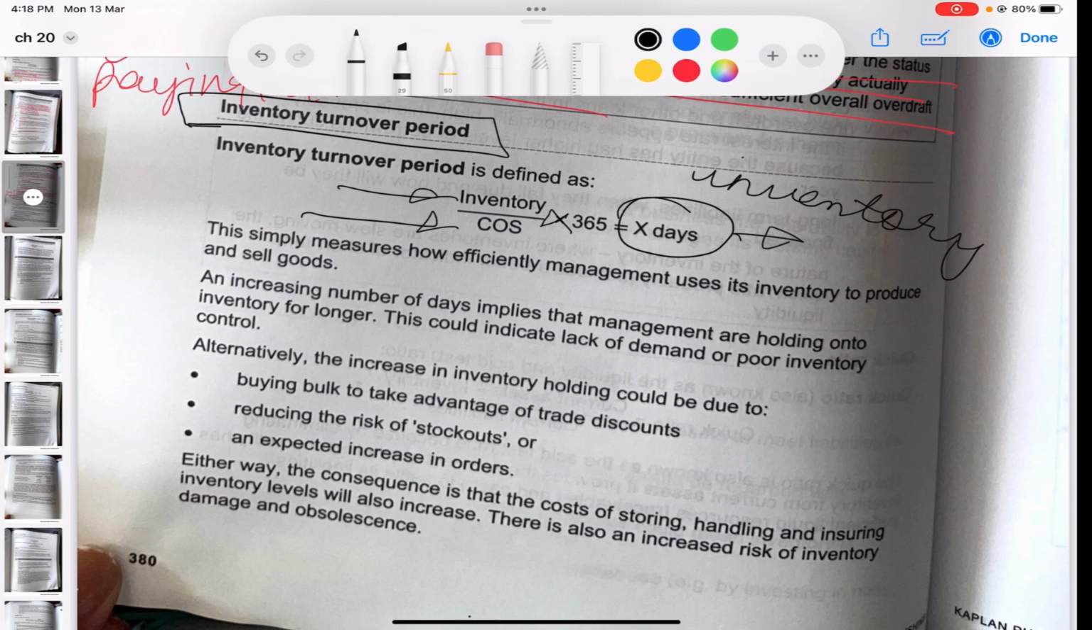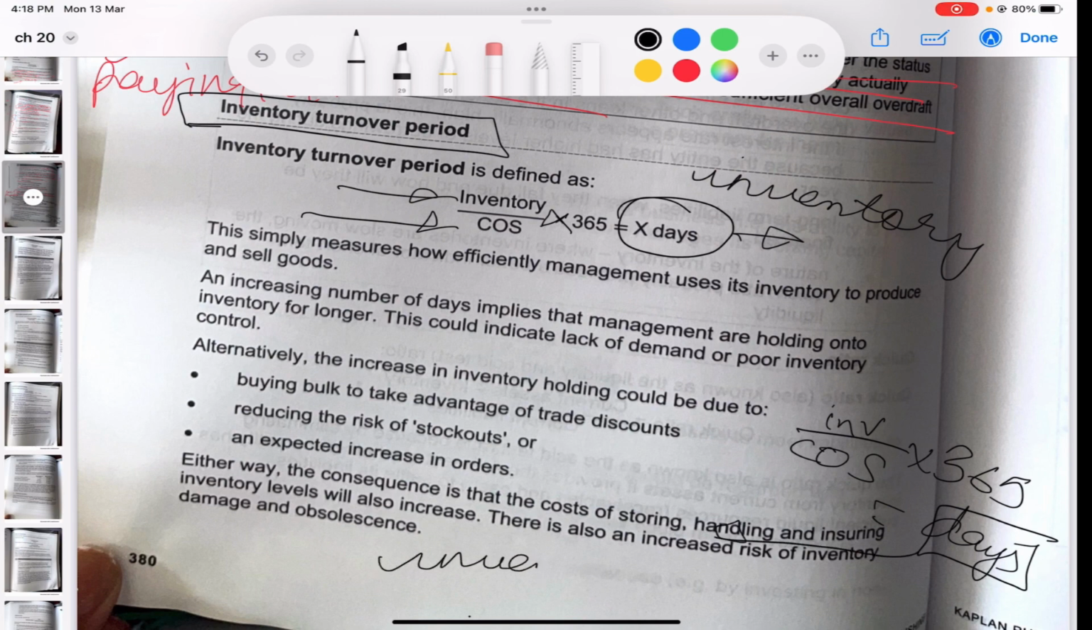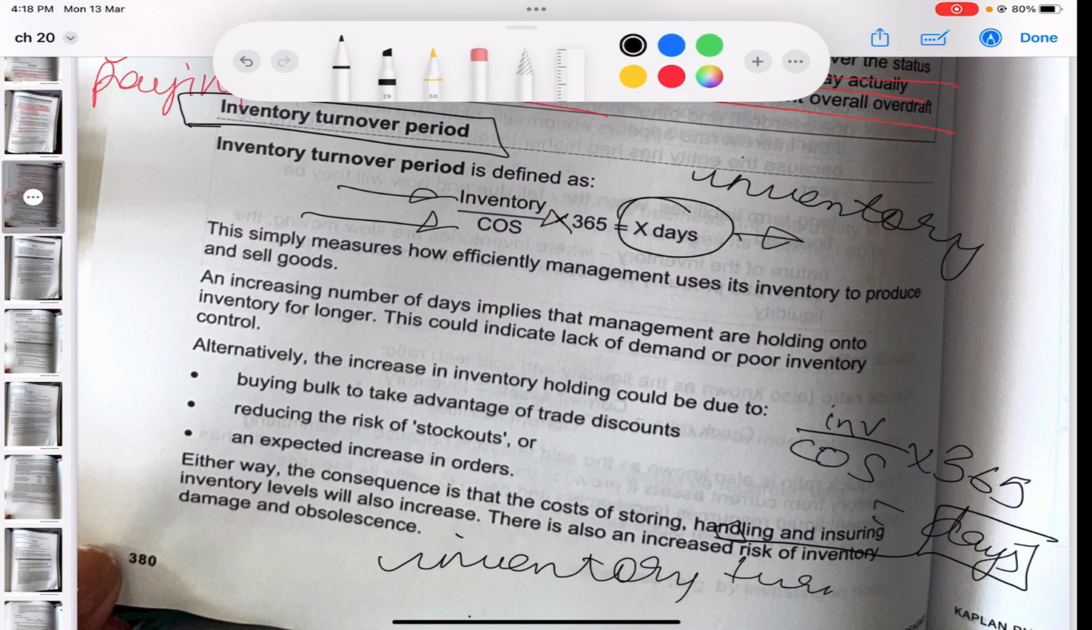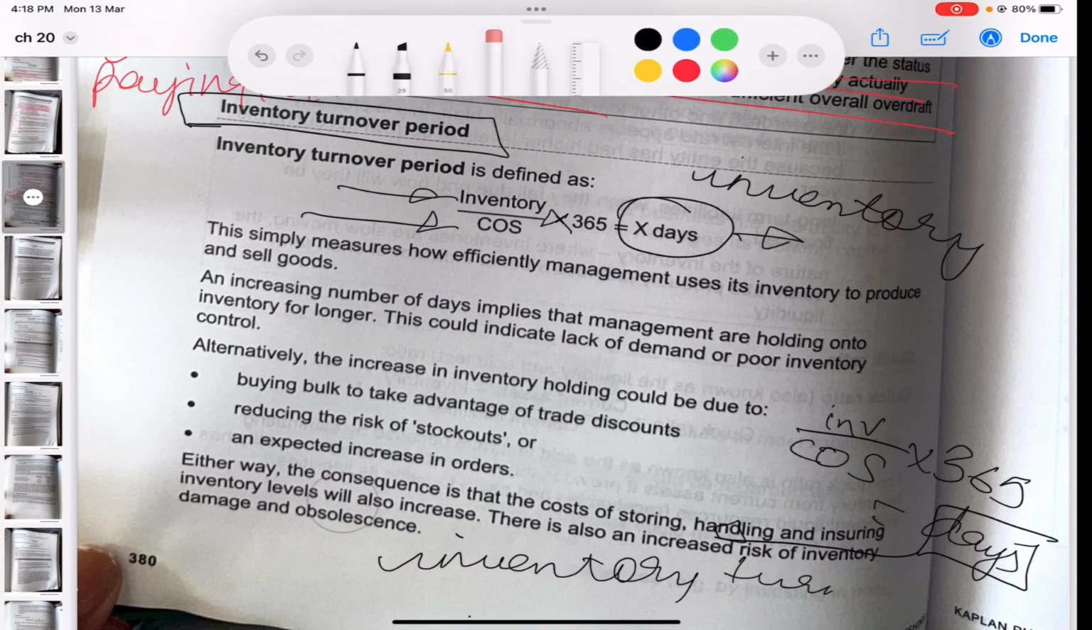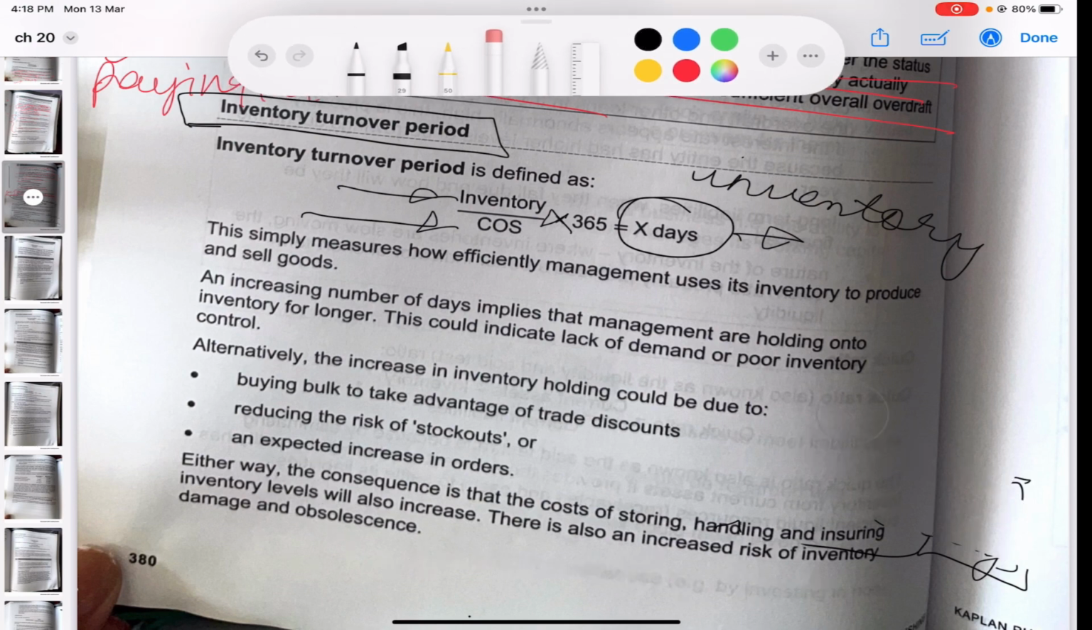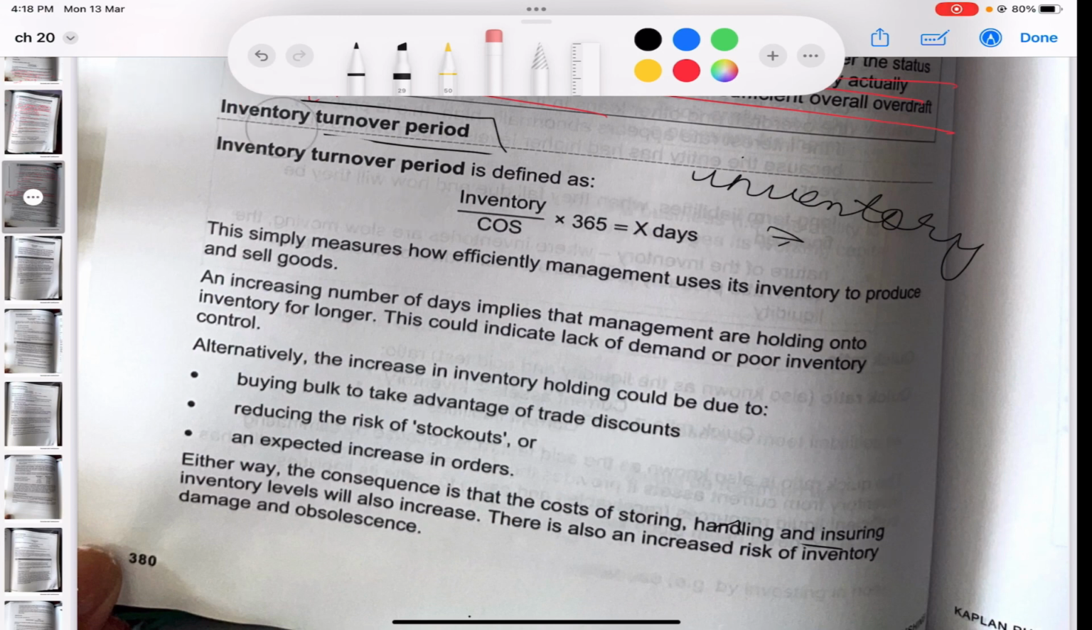So if you want to find the inventory turnover period, the time frame of a business, then you have to do inventory upon cost of sales multiplied by 365. Why? Because of the number of days in a year, and then you'll get the days. The days which you get is the inventory turnover period. Simple formula: inventory upon COS multiplied by 365.